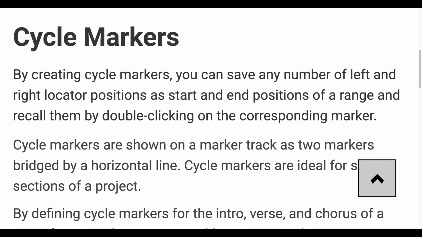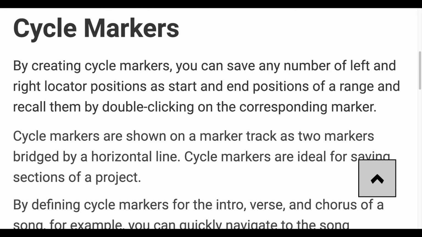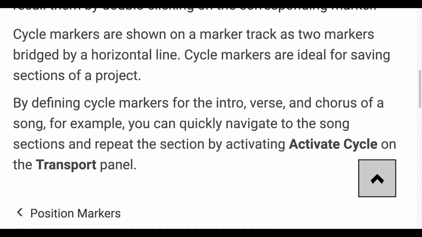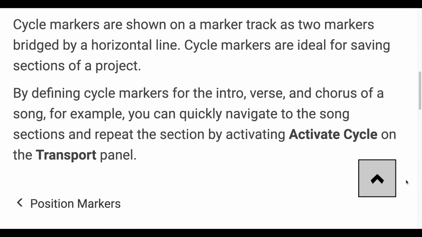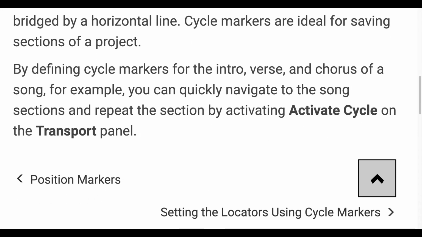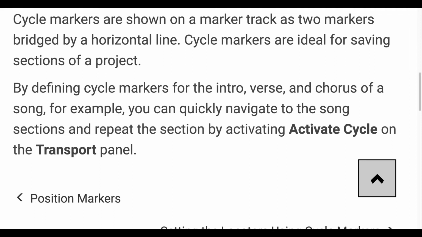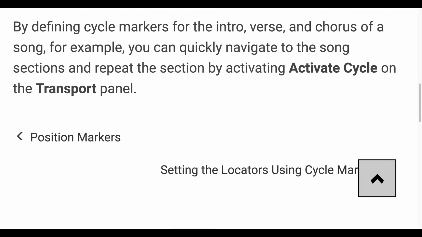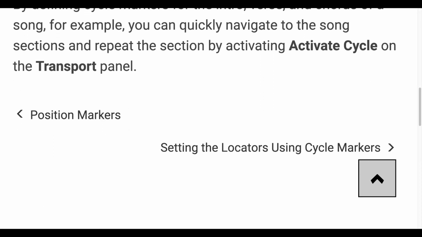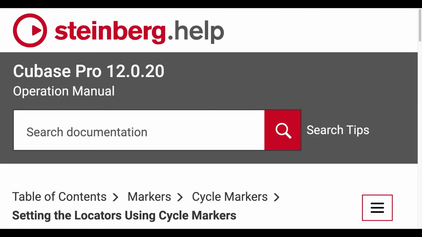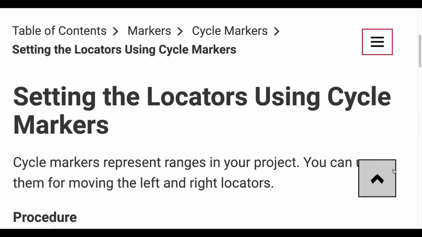Cycle markers. By creating cycle markers, you can save any number of left and right locator positions as start and end positions of a range and recall them by double-clicking on the corresponding marker. Cycle markers are shown on a marker track as two markers bridged by a horizontal line. Cycle markers are ideal for saving sections of a project. By defining cycle markers for the intro, verse, and chorus of a song, for example, you can quickly navigate to the song sections and repeat the section by activating Activate Cycle on the transport panel. Position markers.